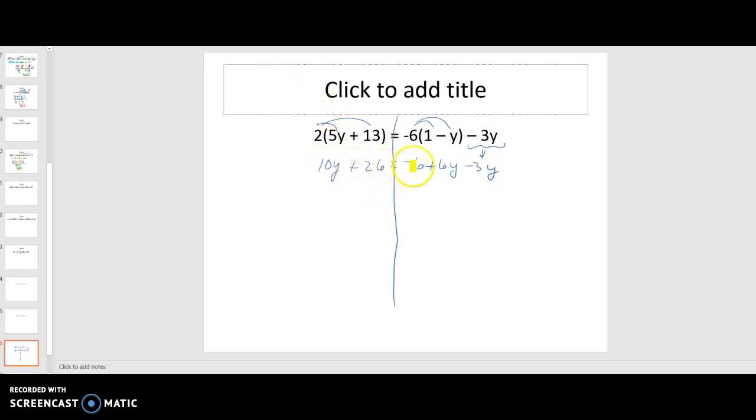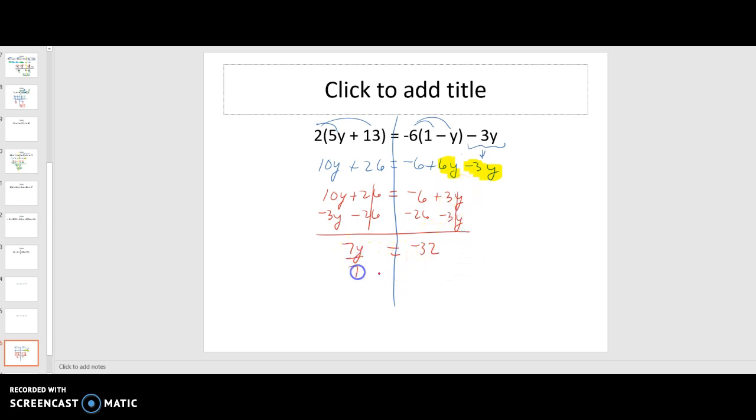Now on the left side, there's no like terms to combine. But on the right side, oops, wrong one. On the right side, I have these y terms I can combine. So 10y plus 26 equals negative 6. When I combine these, I get plus 3y. I'm going to go ahead and subtract the 3y, line it up under the like term. Subtract 26. It gives me 7y equals negative 32.